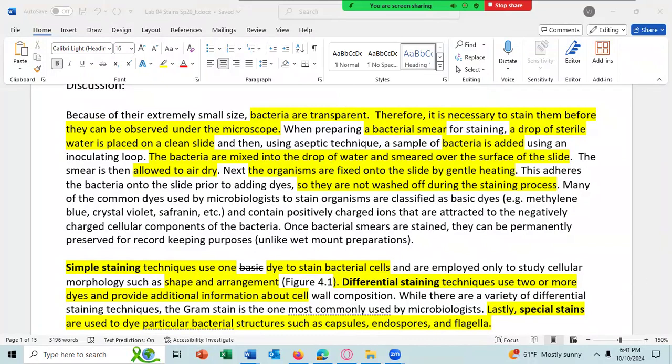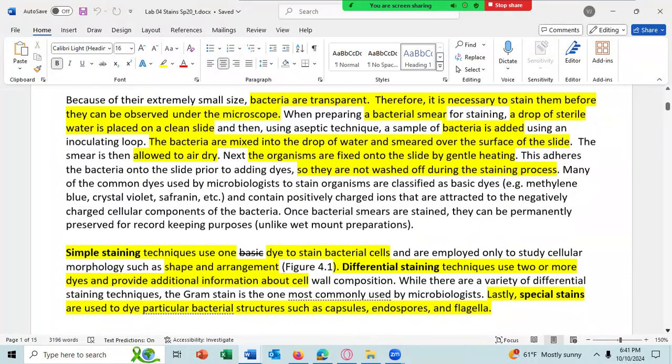Let me scroll down here. For some reason, I've lost my mouse. Not my mouse, but the keyboard here. There it is. Now I can see it.